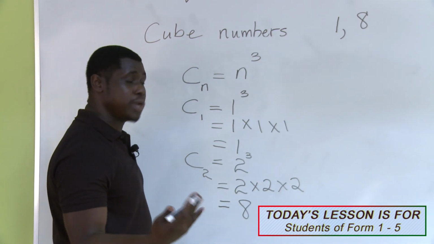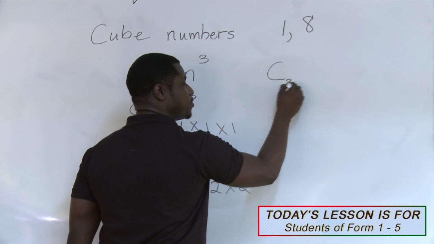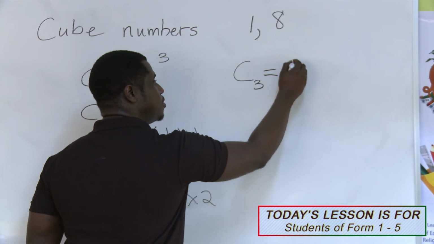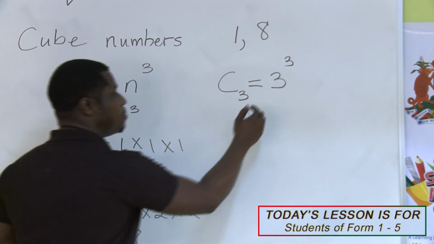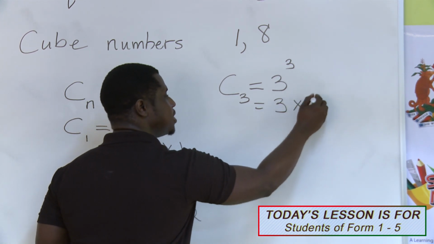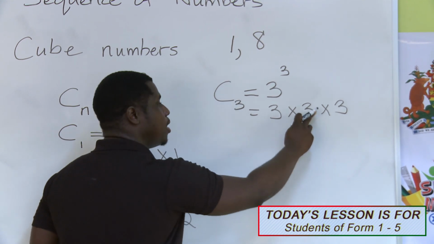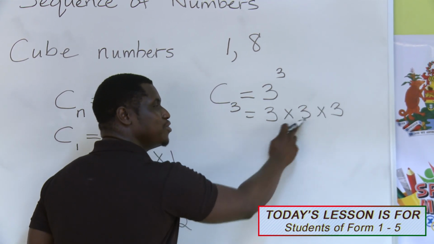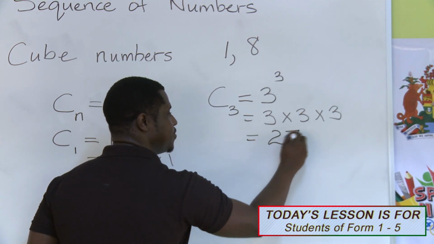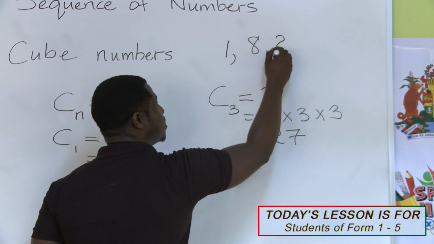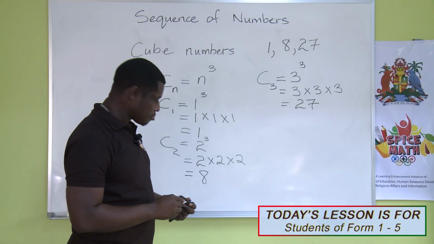And if I continue, let's try the third. The third cube number is C subscript 3, which is equal to 3 cubed. And 3 cubed means I'm multiplying 3 by itself 3 times. 3 threes are 9. And then 9 times 3 is 27. So my third cube number is 27. Are you getting the hang of that?